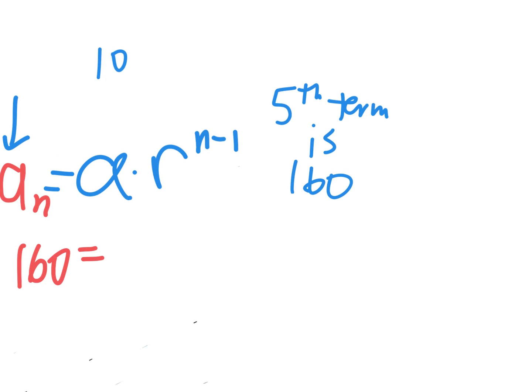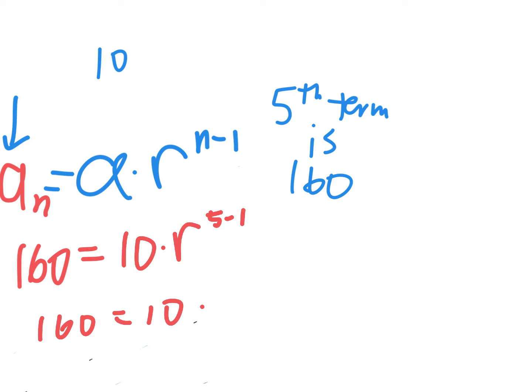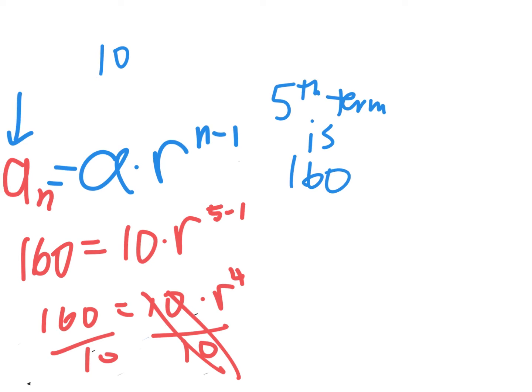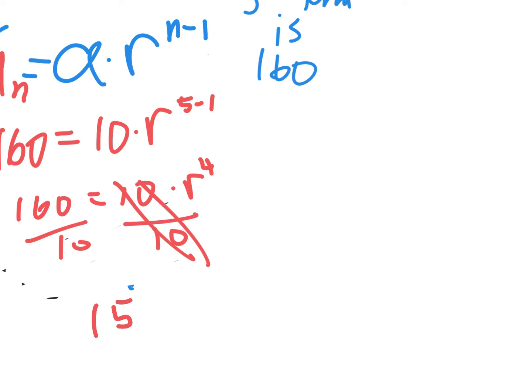Equals A, well, the starting term is 10, times R, I don't know R, all right, it's kind of the point, to the n, fifth term, 5 minus 1. 160 equals 10 times R to the fourth. So I'm dividing both sides by 10 first. I hope you would have known that. And then 160 divided by 10 is 16 equals R to the fourth.